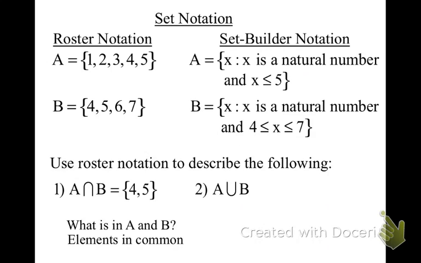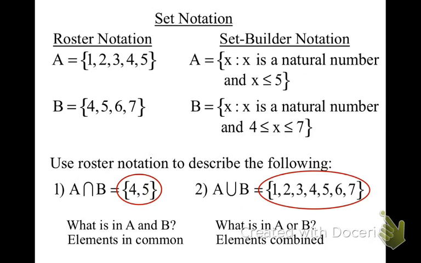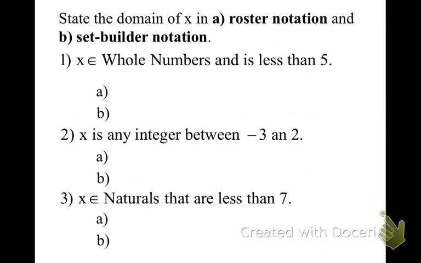And A union B is the combination of both. When we put all members together, we combine them. We make a union. It's like a marriage. What is in A or B? And we don't write the repeats. So 1, 2, 3, 4, 5, 6, and 7. Okay? Pause the recording if you need to take notes.